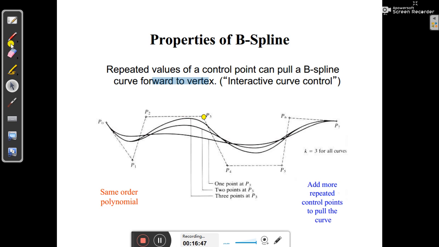That is why this is interactive curve control, meaning we can interact with the curve from the controlling point, but the order of the curve polynomial remains the same. So we can add more repeated control points to pull the curve.